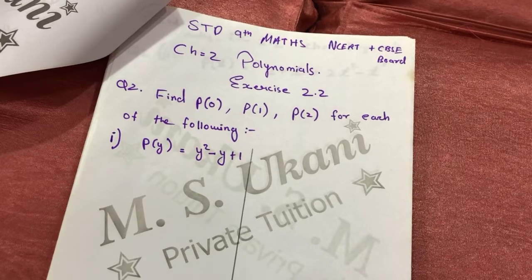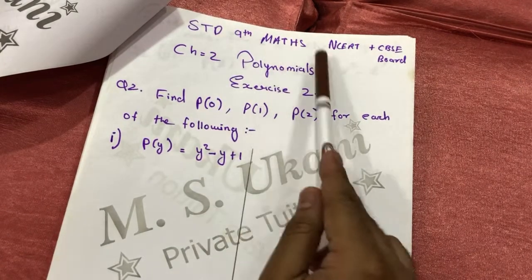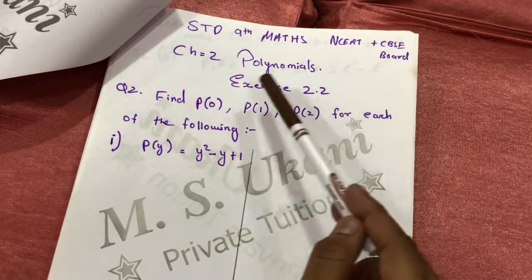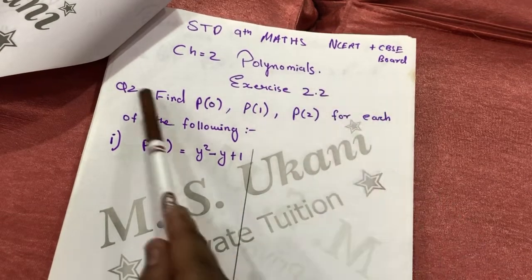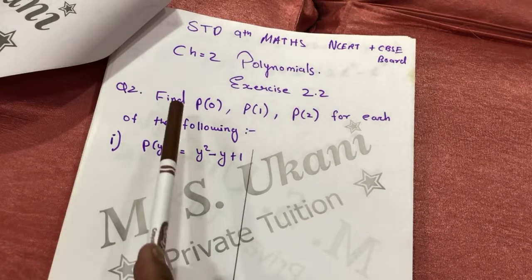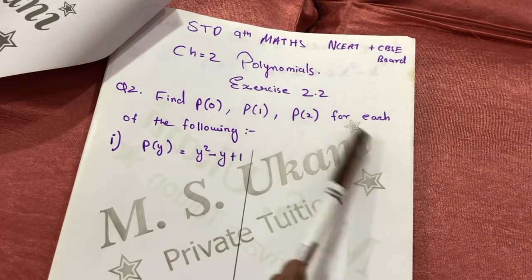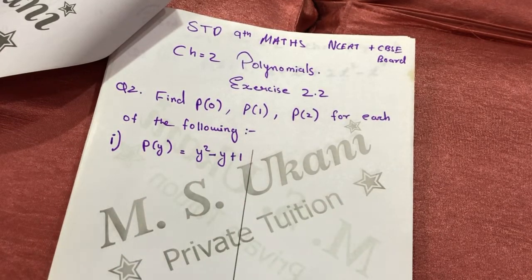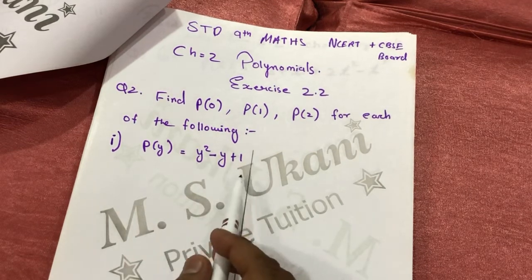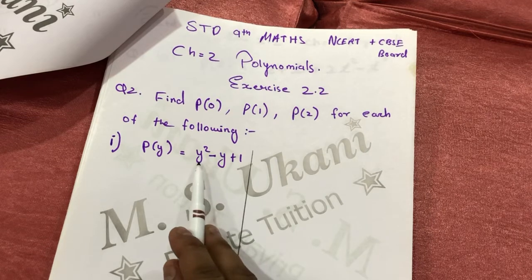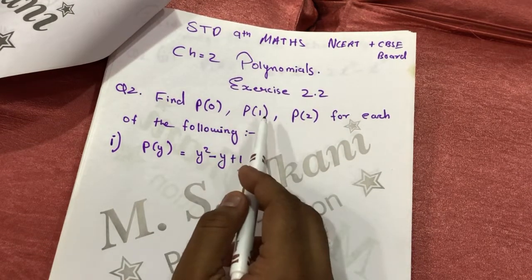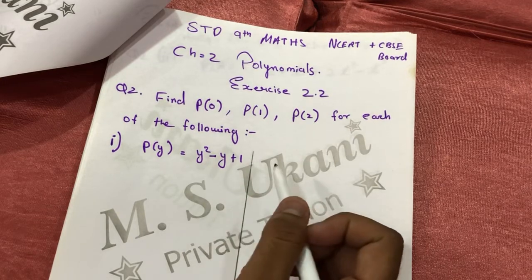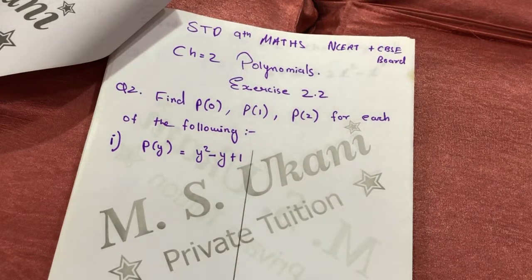So today we are going to study Standard 9 Maths NCERT plus CBSE Board, Chapter number 2, Polynomials, Exercise 2.2, Question 2. Find p(0), p(1), p(2) for each of the following polynomials. Here one equation has been given, and in this equation, in the variable y, we have to put the value 0, the value 1 and the value 2. Means three types of sum we will do.